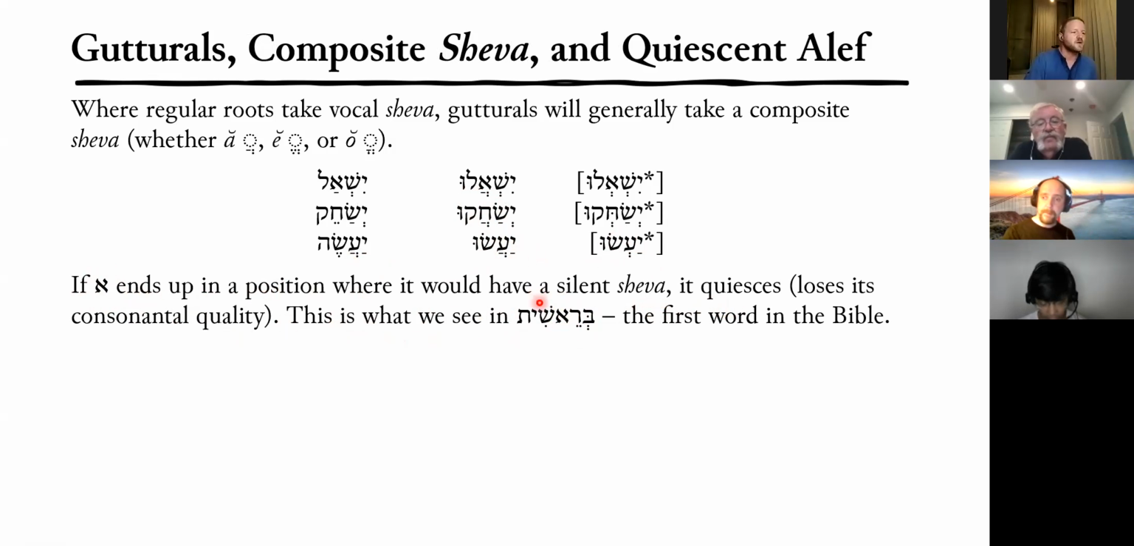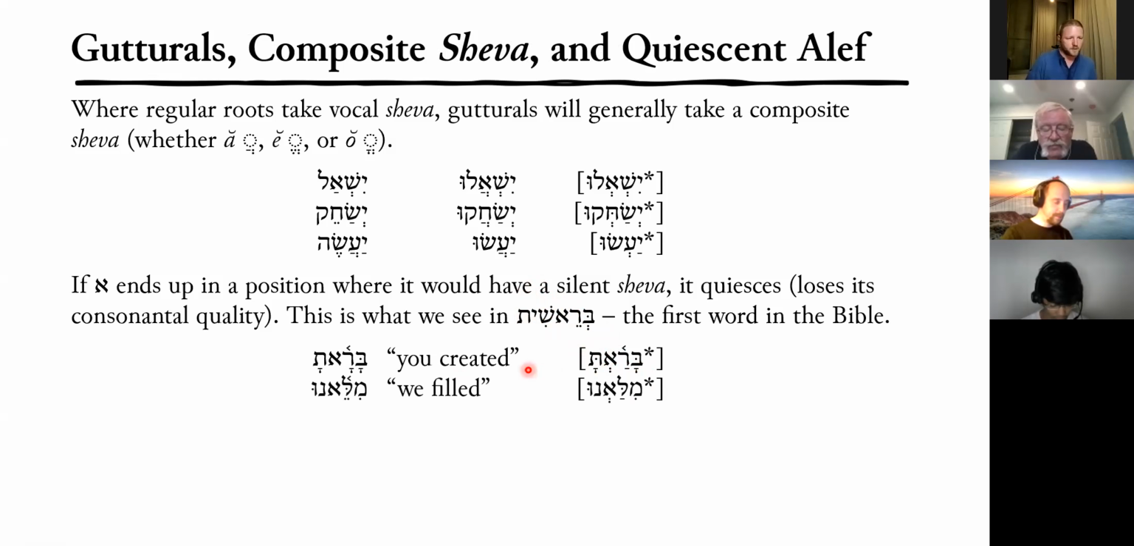So if there were a beged kefet letter after it, it would not have dagesh, because it would be followed by a vowel. The aleph there is lost completely. So barata, you created. The normal pattern would be barata with a silent shva, and that would be the end. But what happens is that silent shva is lost and becomes long, and there's no need for beged kefet dagesh. Okay, so the next one, we filled. We would expect milanu, because like the diber, the a becomes a, but this syllable stays open because that aleph is meaningless, and it's milenu. Milenu, we filled.